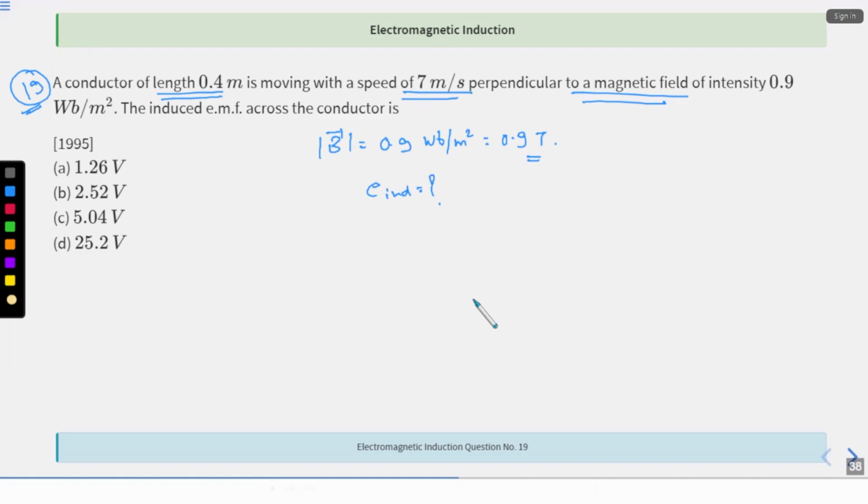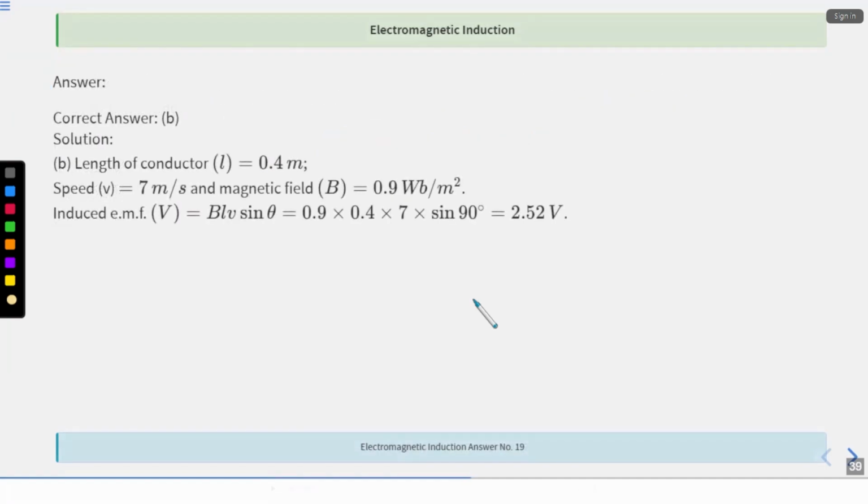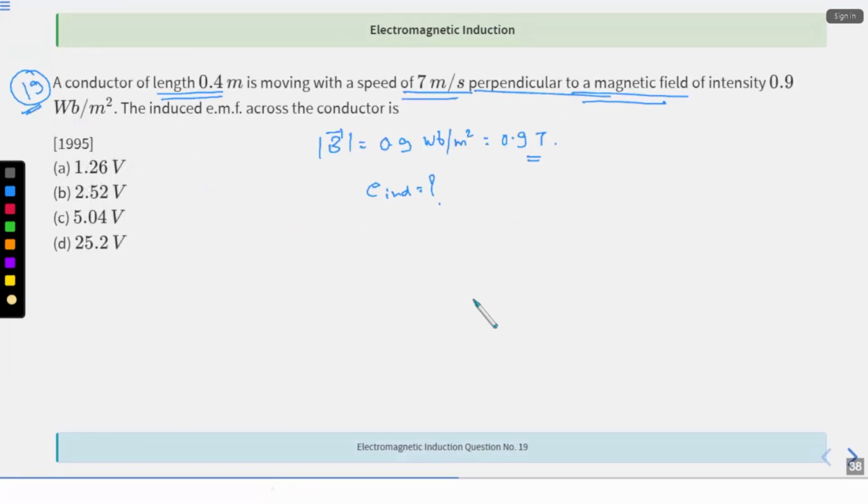So let's see. We know that EMF is given by d phi by dt. And in case of a conductor which is a straight wire, it would be BLV sine theta. The sine is basically to get the perpendicular component. Everything is given to us. B is 0.9, L is 0.4, V is 7, and they are saying that it is perpendicular to the magnetic field, so theta would be 90 degrees.